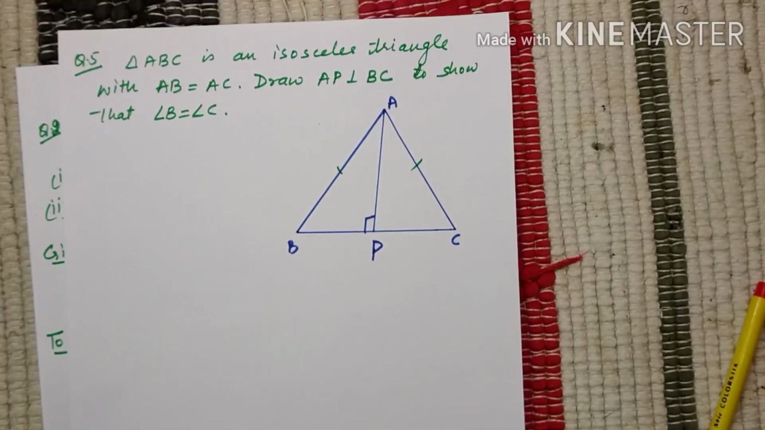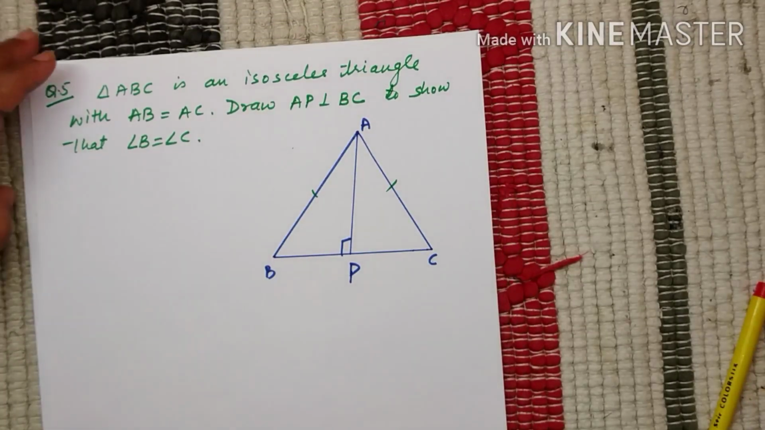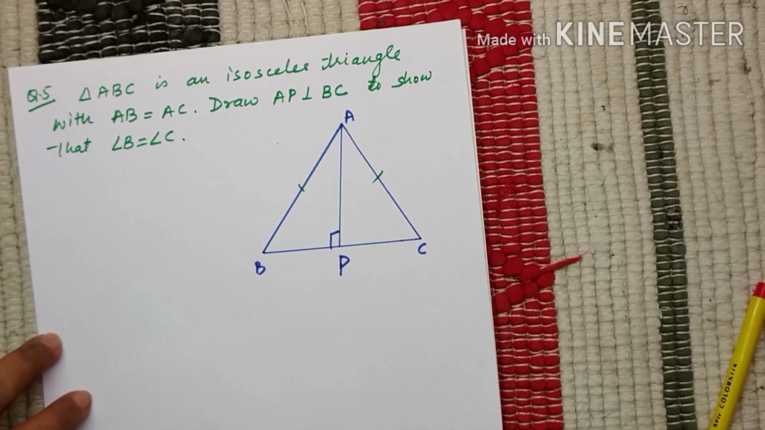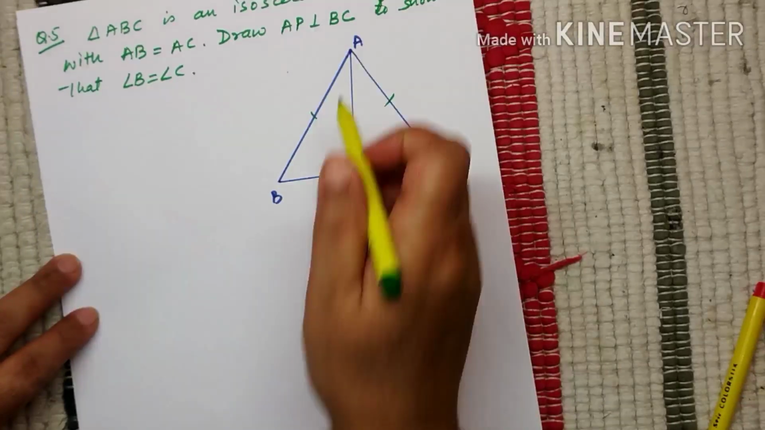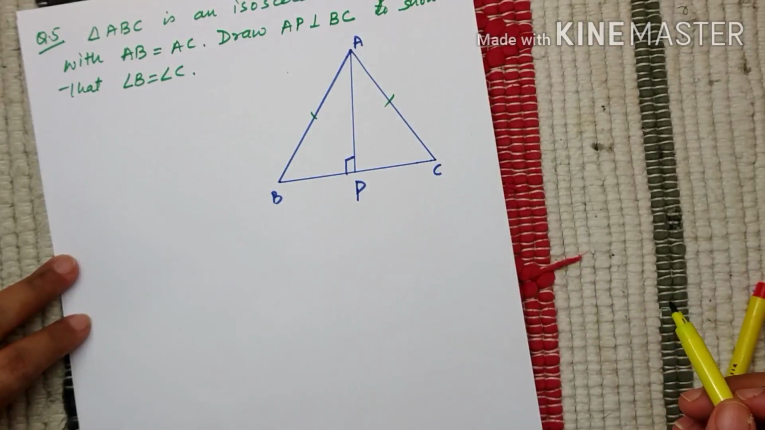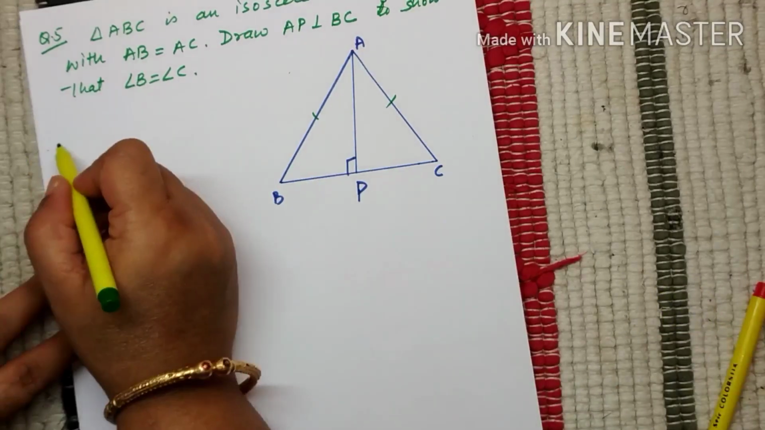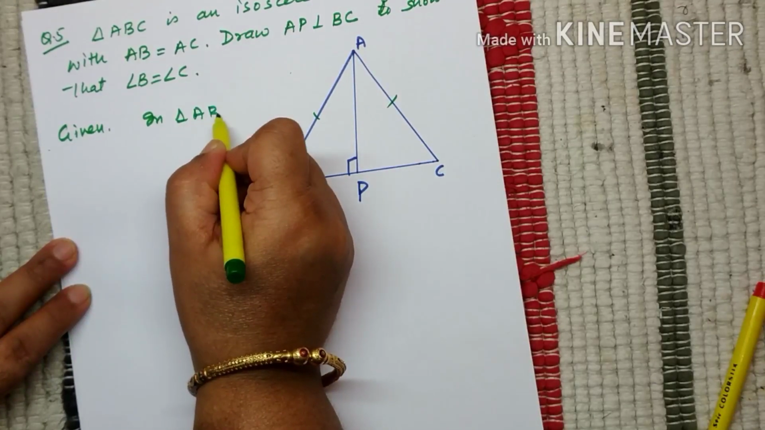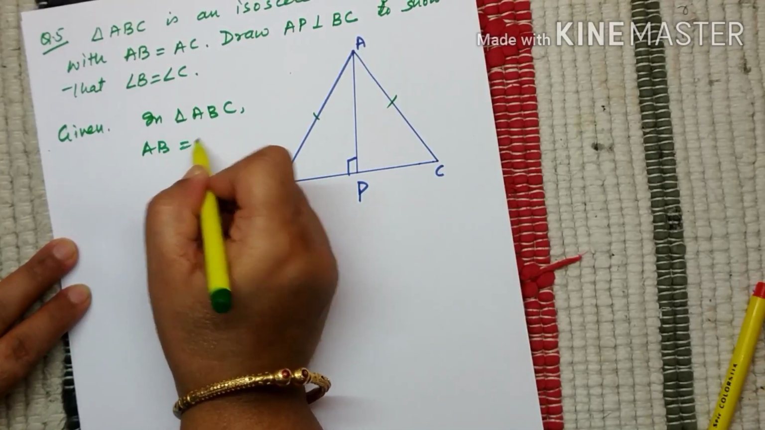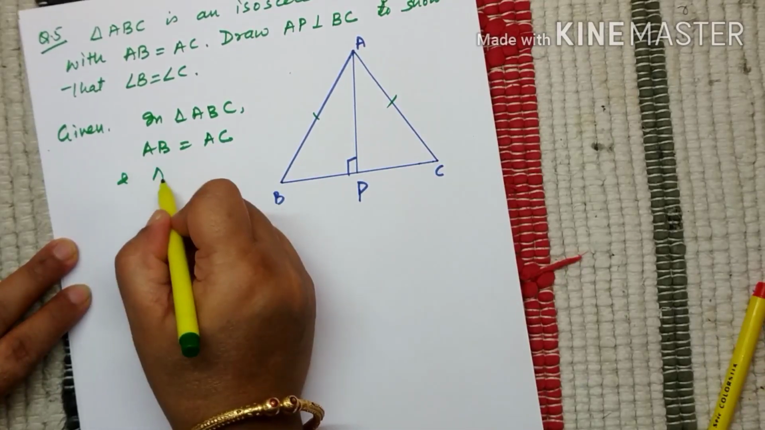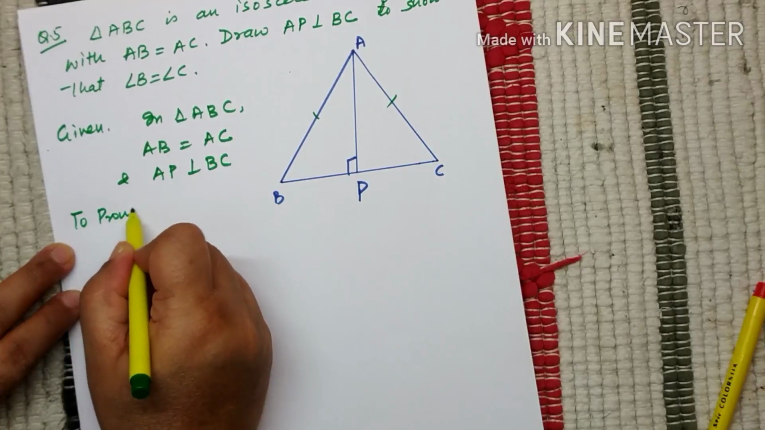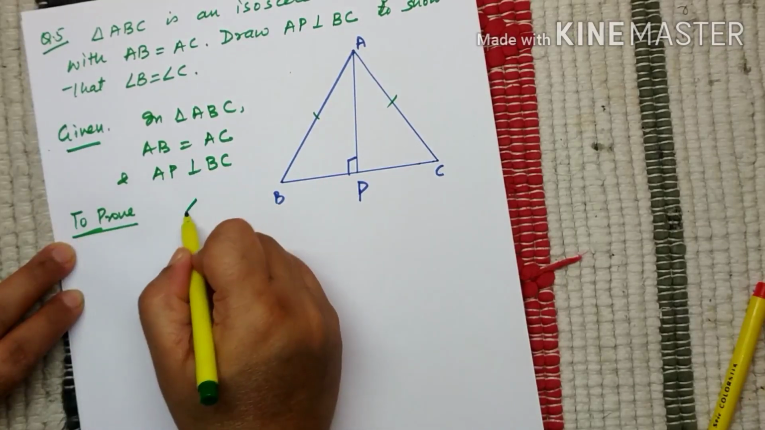Now moving on to the next question, question number 5. He says, triangle ABC is an isosceles triangle with AB equal to AC, and he says to draw a perpendicular AP to the side BC and show angle B equal to angle C. So what is given in the question is, in triangle ABC, AB is equal to AC and AP is perpendicular to BC. To prove, I need to prove angle B is equal to angle C.